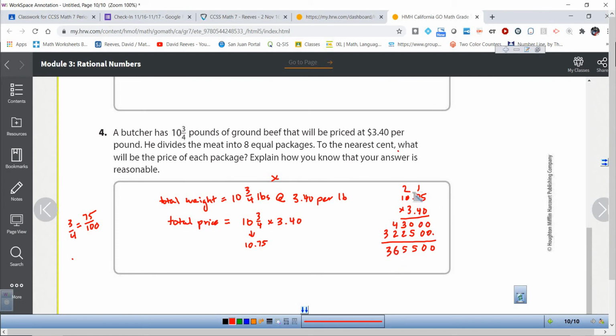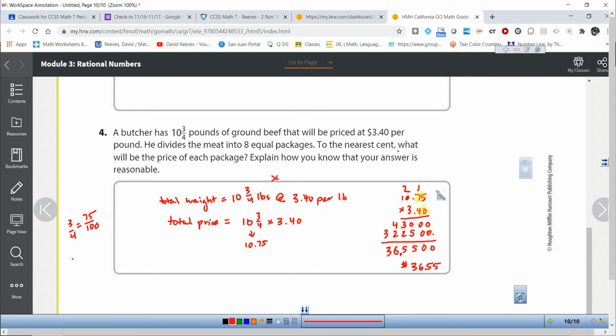All right, and then how many places do I have behind the decimal right here? I've got 4 places, right? 1, 2, 3, 4. So what do I get? I get $36.50.